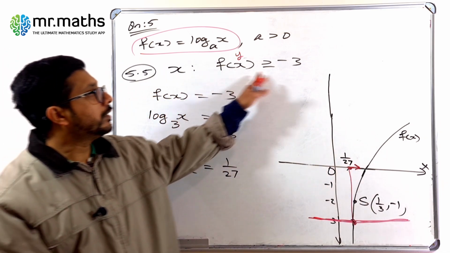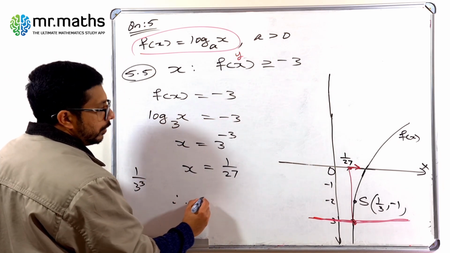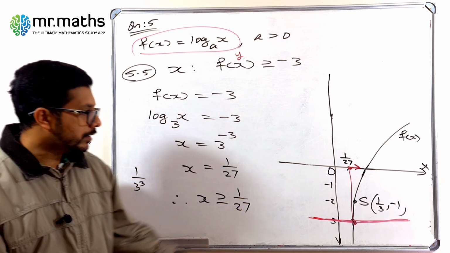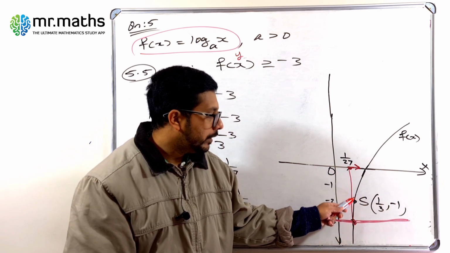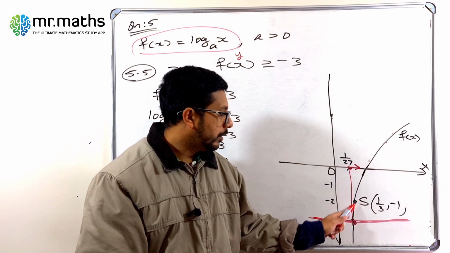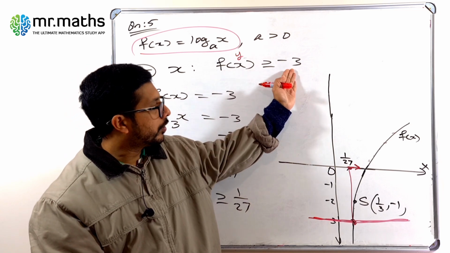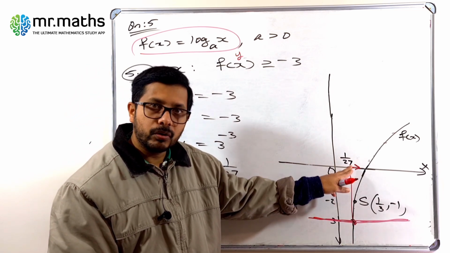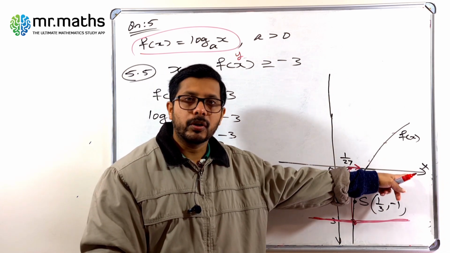So what about greater than or equal to -3? Then therefore x greater than or equal to 1/27. That means when the x value is greater than 1/27, y is greater than -3. Here you can see that in all these points y is greater than -3. Am I right? Okay, so y is greater than or equal to -3. What is the x value? So when y is -3, x value is 1/27. So y greater than -3 means x greater than 1/27.